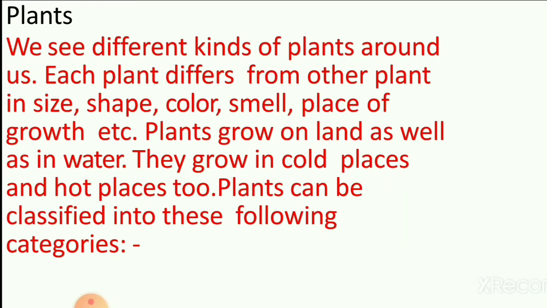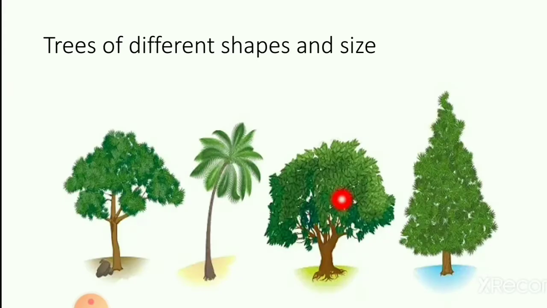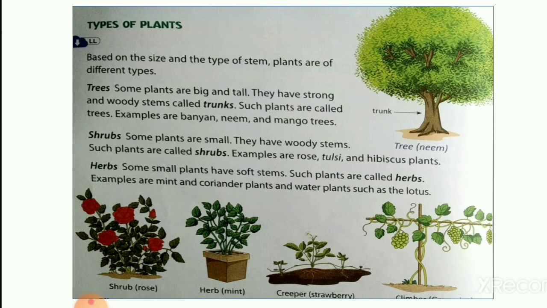This is also trunk. Then here trunk. Then here also you can see it is trunk. So the stem which is the strongest and hardest one is called trunk, and it is at the bottom of the leaves. For example, banyan, neem and mango trees. So these are the trees, and these are examples of trees. Okay.